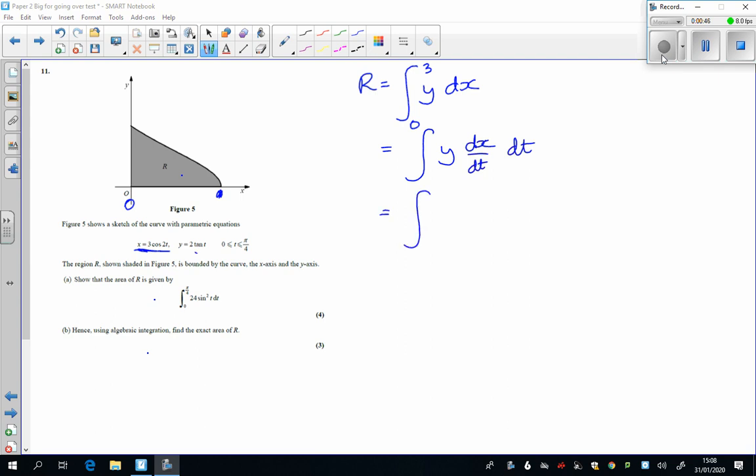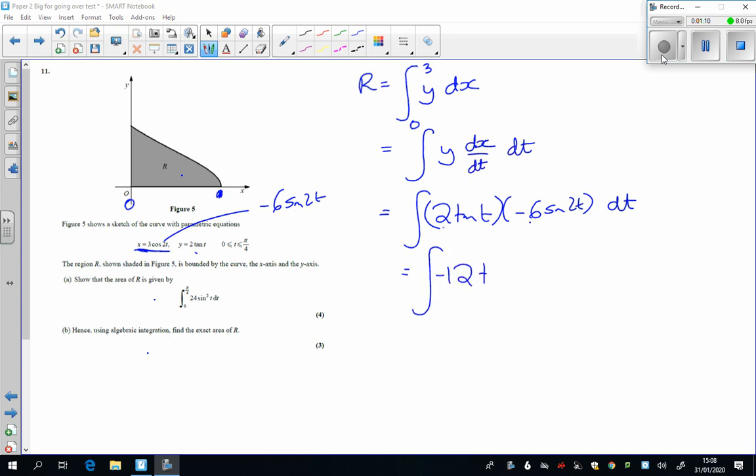So we've got y is 2 tan t. And differentiating x here gives us, so cos goes to minus sine, and 2 3s are 6. So I've got minus 6 sine 2t dt. Let's go ahead and do this integration. So we've got, well, there's a minus 12 coming out there, isn't there? Minus 12 tan t.